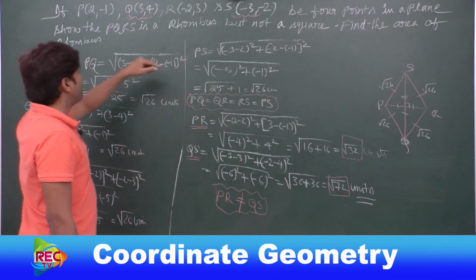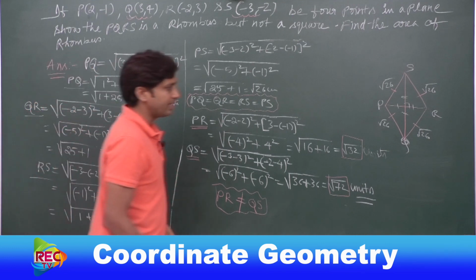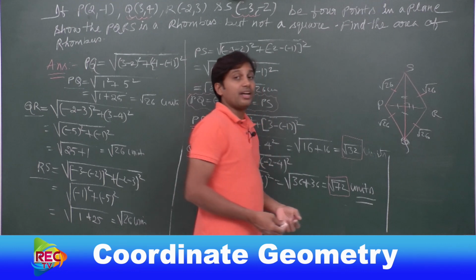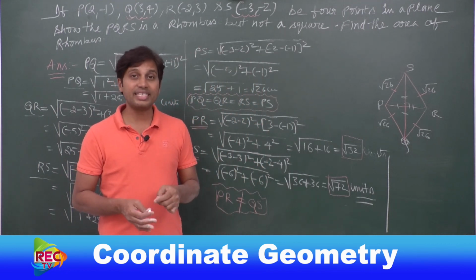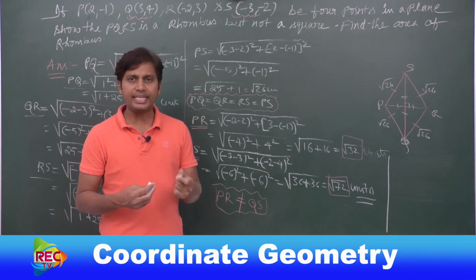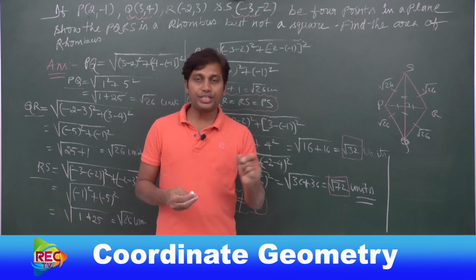Okay, we need to find out the area of the rhombus also in this figure. How to find out the area? I think we have done this in the areas and volumes topic. What is the formula for finding the area of a rhombus? Half into d1 into d2, or not?